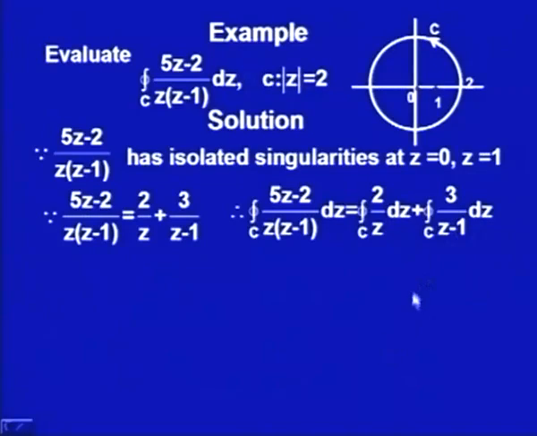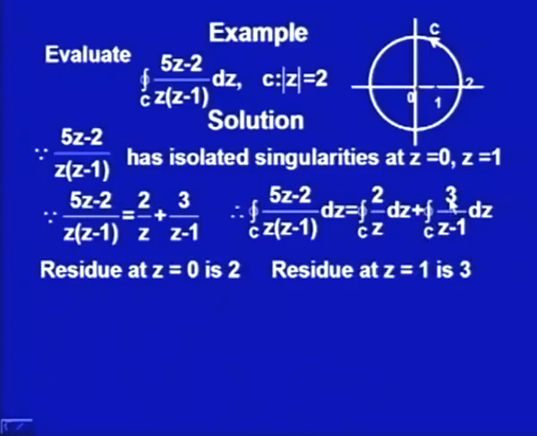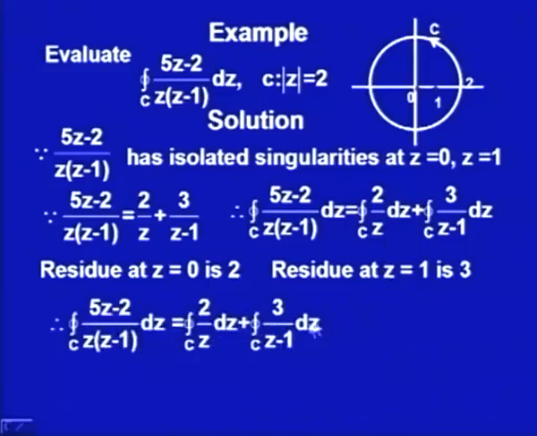Now, the residue is very easy to find. So, the residue at z = 0 for the function 2 by z is 2, and for the function 3 upon z minus 1, the residue at z = 1 is 3. Hence, this integral would be 2 pi i into 2, that is 4 pi i. This integral would be 2 pi i into 3, that is 6 pi i, and together 10 pi i.